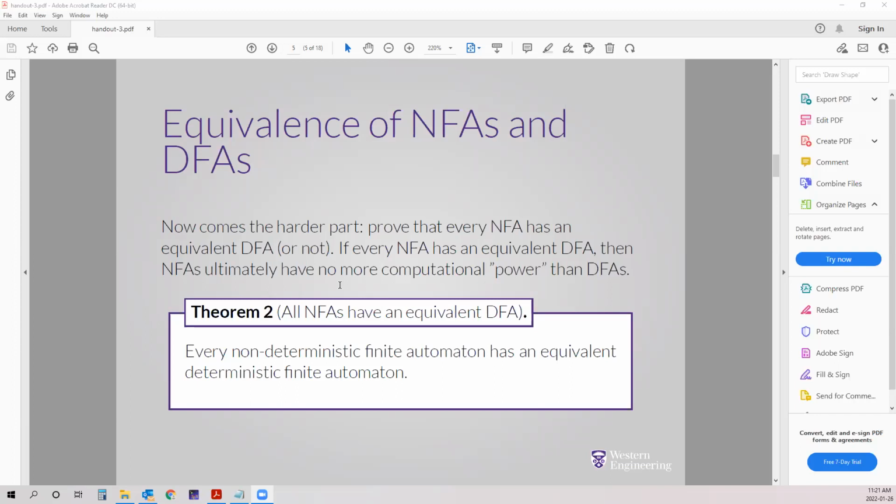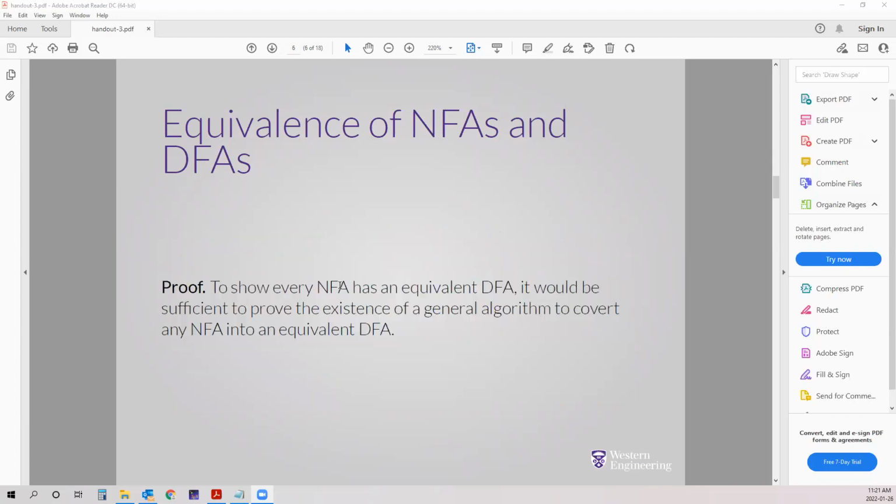But if we go the other way, all NFAs have an equivalent DFA. Every non-deterministic finite automaton has an equivalent deterministic finite automaton. To show every NFA has an equivalent DFA, it would be sufficient to prove the existence of a general algorithm to convert any NFA into an equivalent DFA.